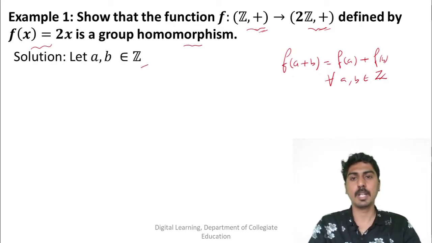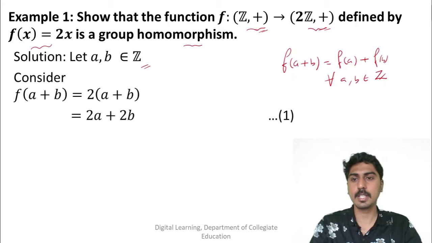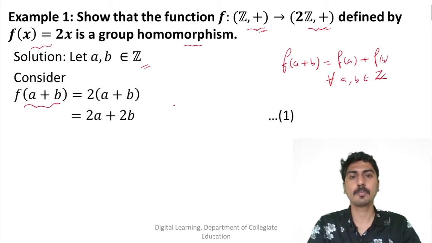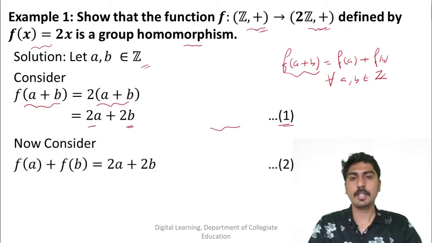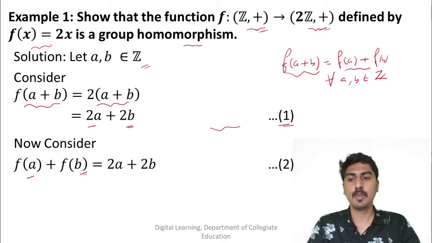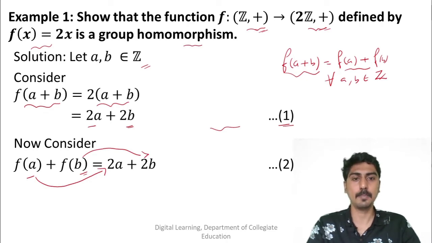Let a, b belong to Z. First consider f of a plus b, the LHS, which is equal to 2 into a plus b, which can also be written as 2a plus 2b. Let me take this as equation number 1. Next, consider f of a plus f of b, the RHS. f of a is 2a, f of b is 2b. Let me take this as equation number 2.